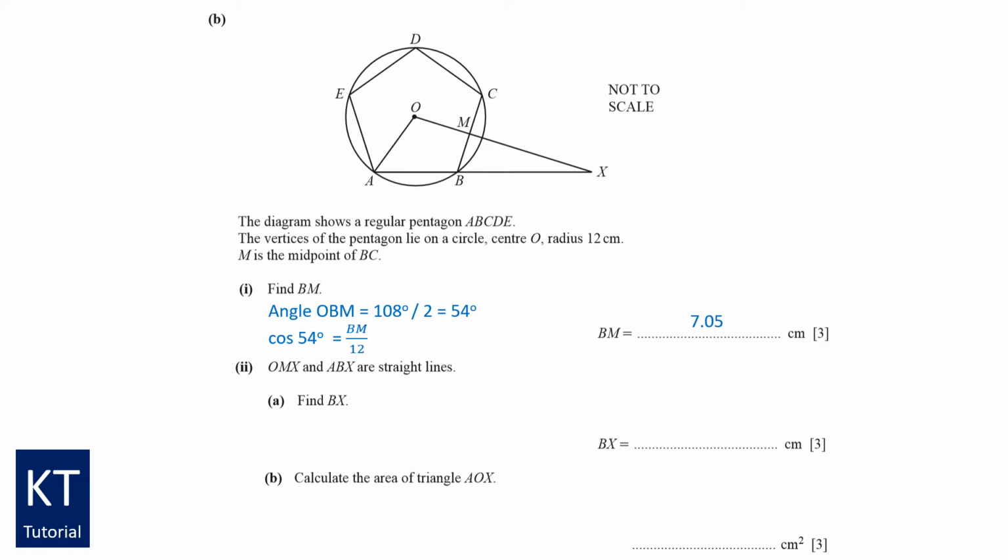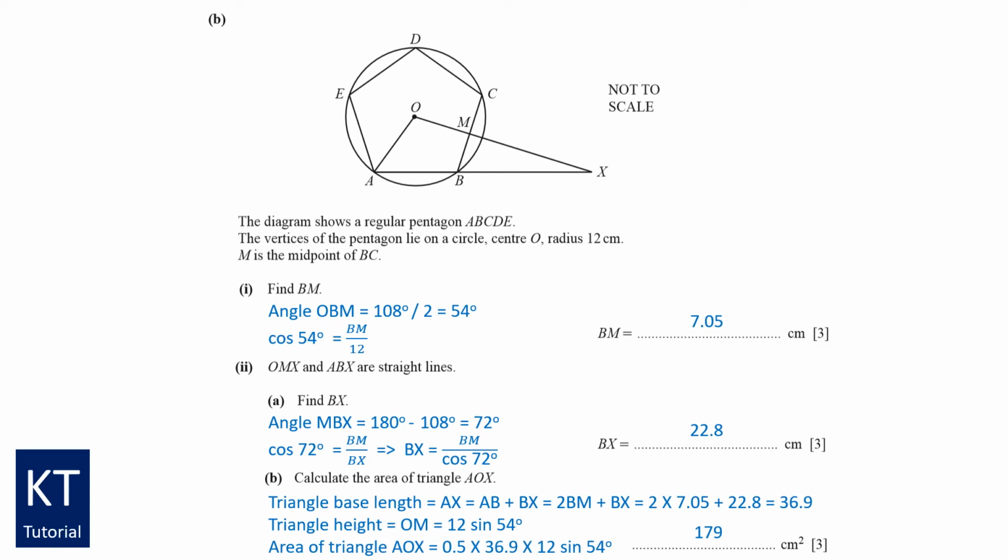Next, with OMX and ABX being straight lines, find BX. Angle MBX being a supplementary angle, we can identify it as 72 degrees. Knowing that cos 72 degrees is equal to BM over BX, we can identify BX. Next, calculate the area of the triangle AOX.